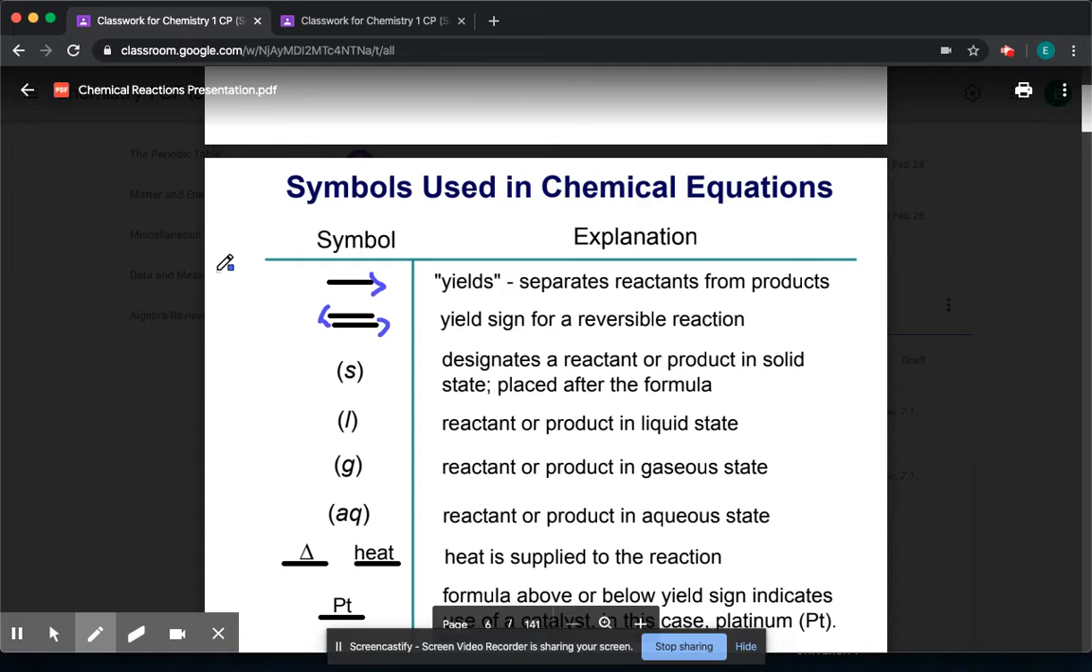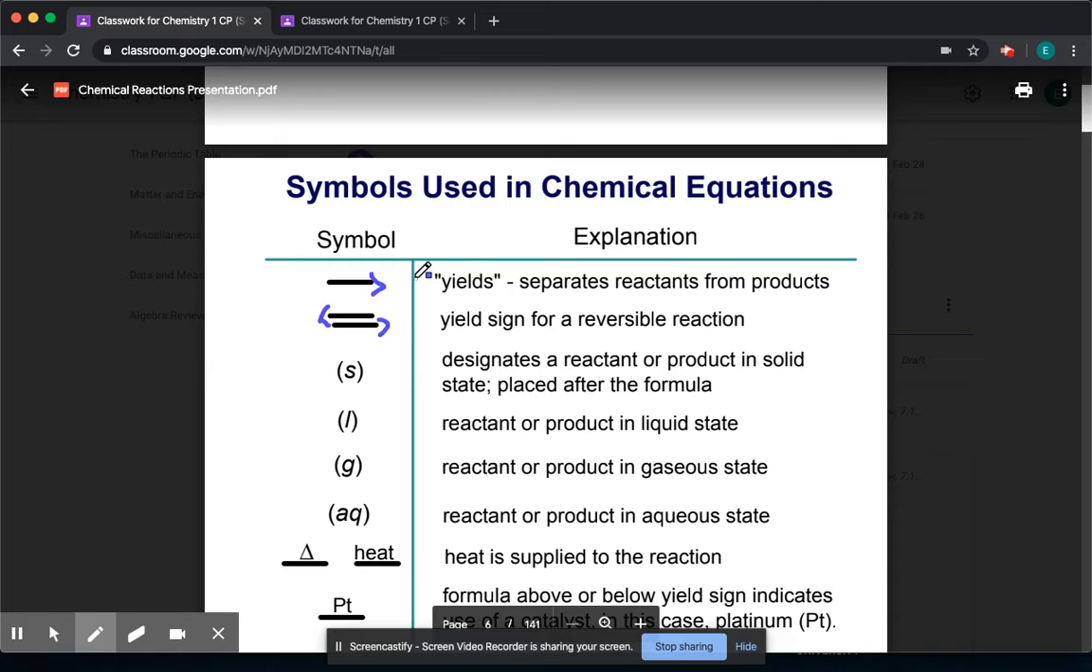So a quick example, just for reference sake, would be cooking. You can fry an egg, but you can't unfry an egg. It only goes one way. So if it only goes one way, you would use one arrow. You can't undo cooking. Once you burn something, you can't unburn it. So you would only put one arrow. It only goes one way.